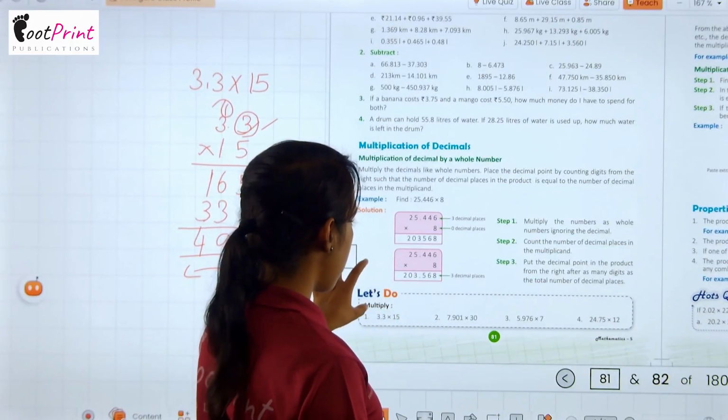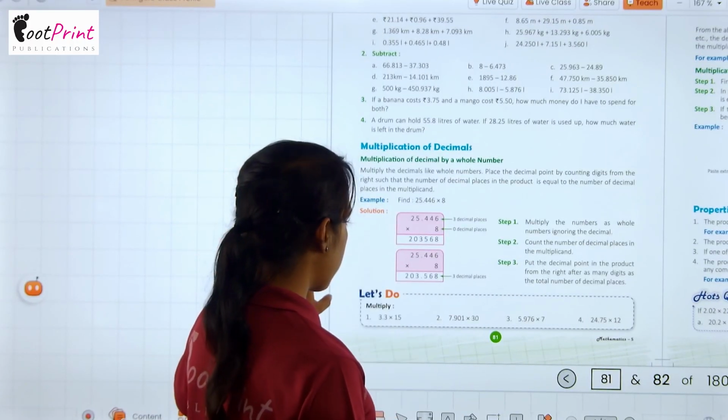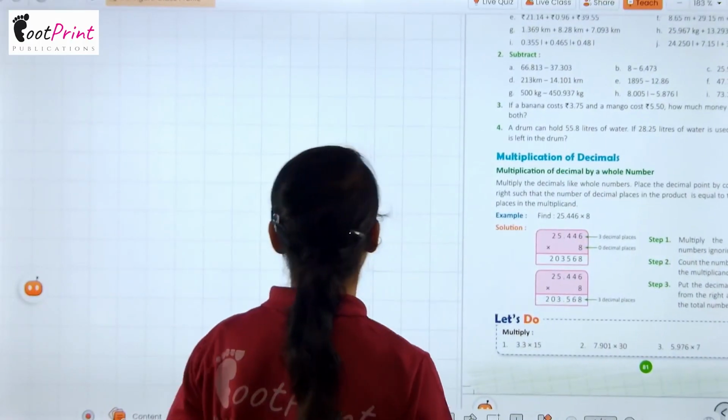Okay. Now we have 7.901 multiplied by 30.